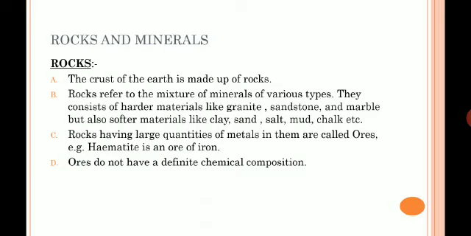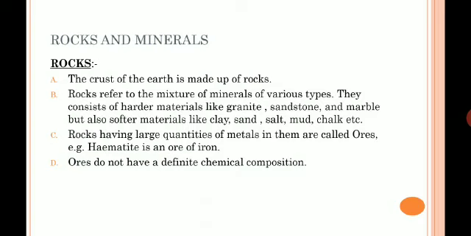Let's read about rocks and minerals. First, we'll study the rocks. The crust of the earth, which we have studied earlier in this chapter, is made up of various kinds of rocks. Rock refers to a mixture of various kinds of minerals. Rocks have both harder material and softer material. Harder material like granite, sandstone, and marble, and softer material like clay, sand, mud, chalk, etc.